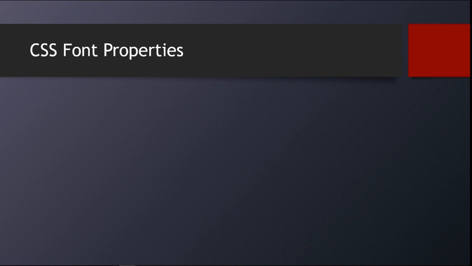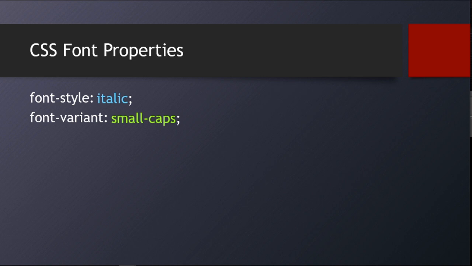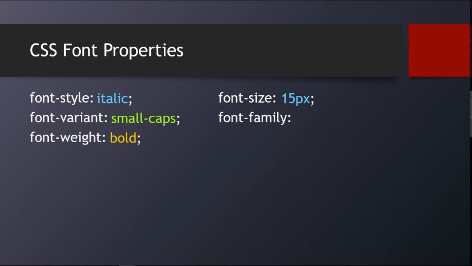Now for CSS font properties. One would be the font style, which sets if your font will just be normally typed or in italics. Another would be a font variant, which sets if your font will be in small caps or not. Next is font weight, which determines how thick your font will be. Another is font size, which obviously sets the size of the font. And another that is mostly used is the font family, which specifies the font's face.